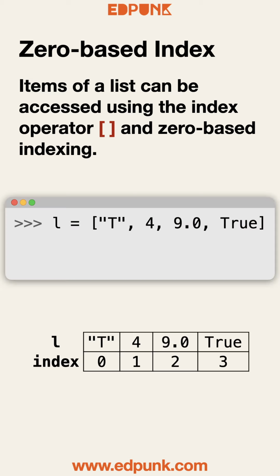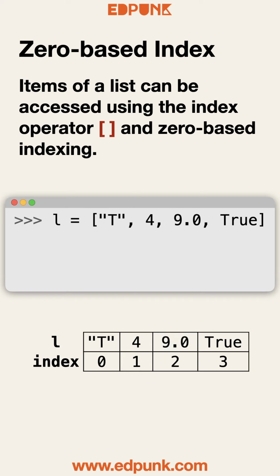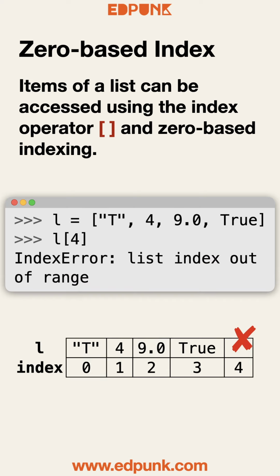For example, let us assign a list containing items string t, integer 4, float 9.0 and boolean true to a variable L. Now, L of 0 will access and return the first item of the list, that is string t. Similarly, executing L of 2 will return the third item of the list, that is floating point number 9.0. Now, if we execute L of 4, it raises an index error as the specified index 4 is out of range. As the length of the list is 4, the valid range of index is 0 to 3.